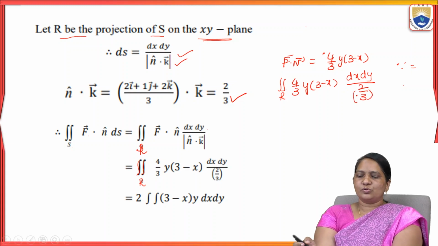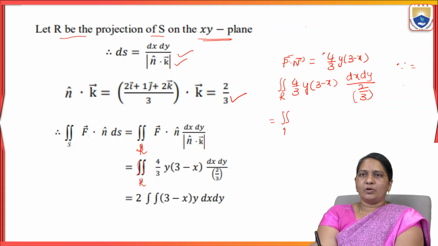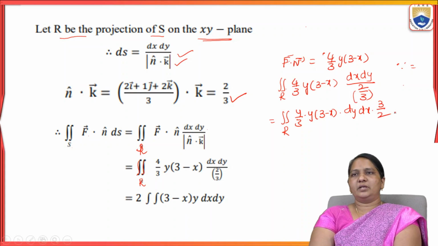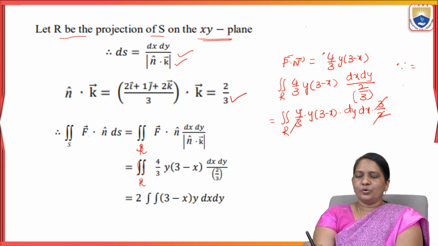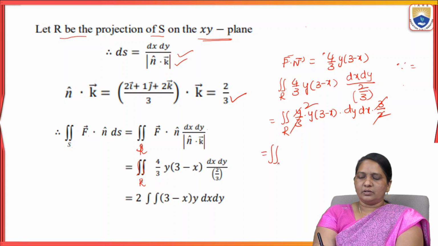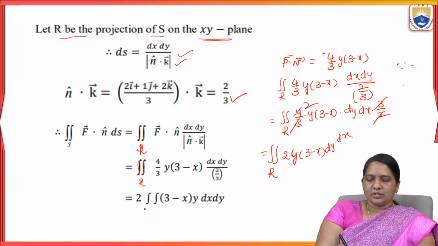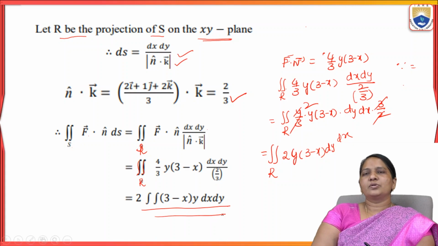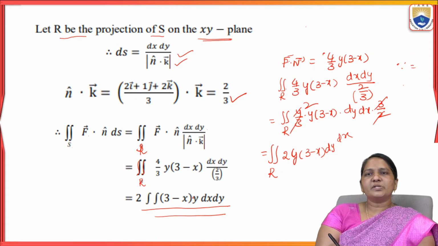Now we are simplifying this. The double integral over R of 4/3 y(3 − x) dy dx, and this 1 by 2/3 we write as 3/2. So the 3 will be cancelled, and 2 times 2 is 4. Finally I got the double integral over R of 2y(3 − x) dy dx. So now we should know the limits of y and x, then we can integrate this.